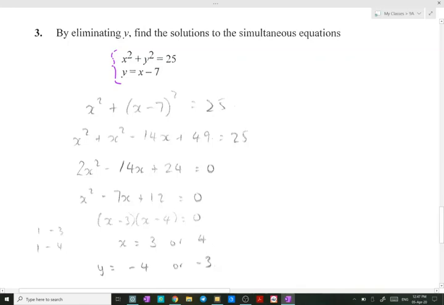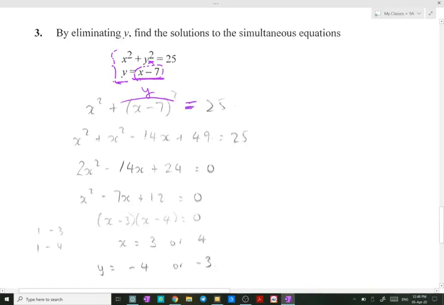So in order to eliminate y, it's already written as y equals x minus 7, where y is the subject and it's written in terms of x. So you take the value of y like here and you replace it in the first equation. So x squared plus the value of y, which is x minus 7, squared, equals 25.